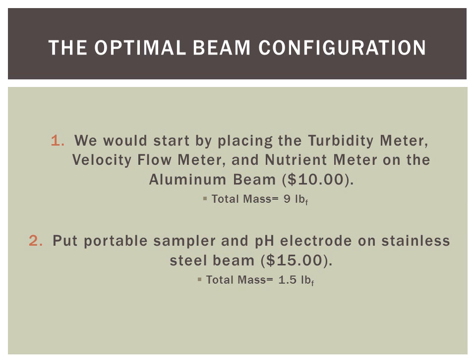The beam that we thought would be the best would be a combination of the aluminum beam and the stainless steel beam. You first start by placing the turbidity meter, the velocity flow meter, and the nutrient meter onto the aluminum beam. And then you put a portable sampler and the pH electrode onto the stainless steel beam.